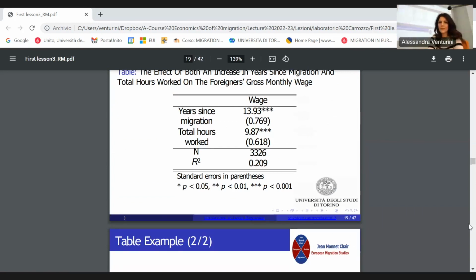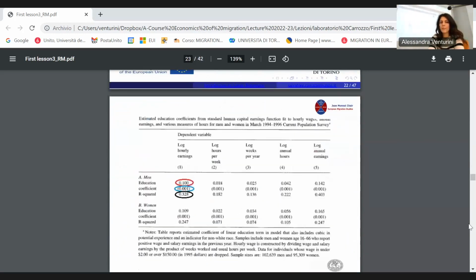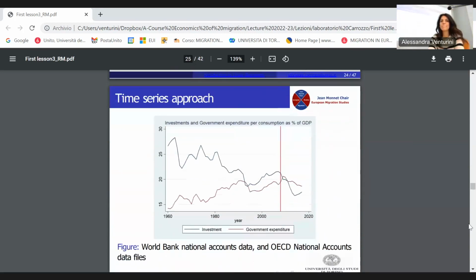A panel is when you follow people through life. For instance, the German Socio-Economic Panel is a data set on migrants in Germany and of German citizens, and they follow people through life. So they put together the time dimension, they follow people through life, but they also have the cross-section, cross-individual dimension. Panel data are the best, but they're very costly. That's the reason why we use cross-sectional time series, because it's much simpler to have this type of data than a panel.